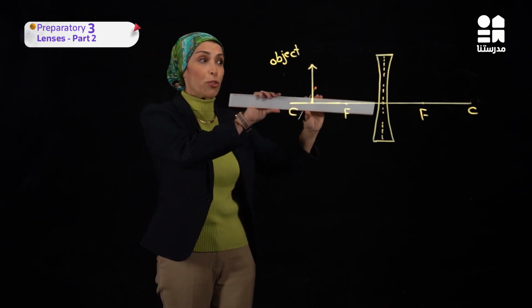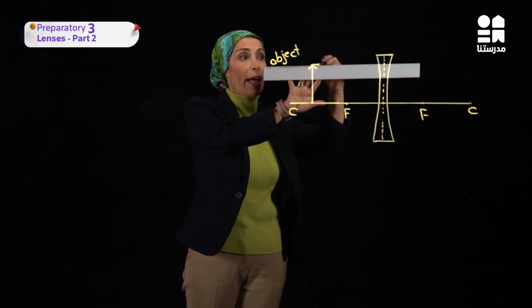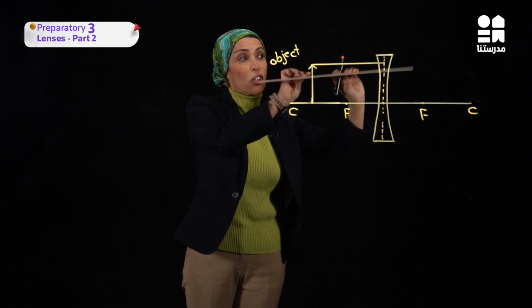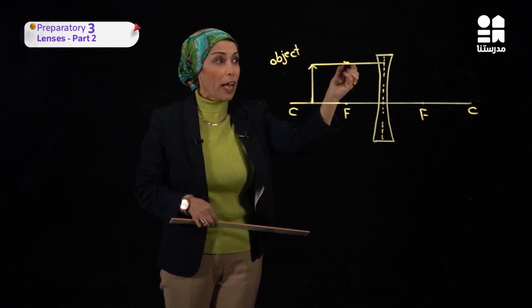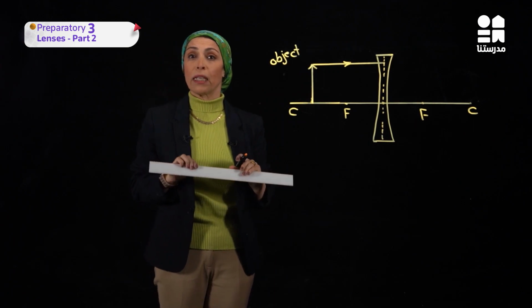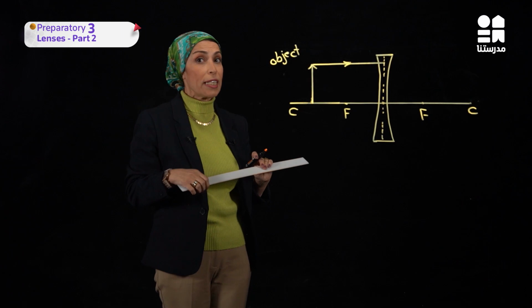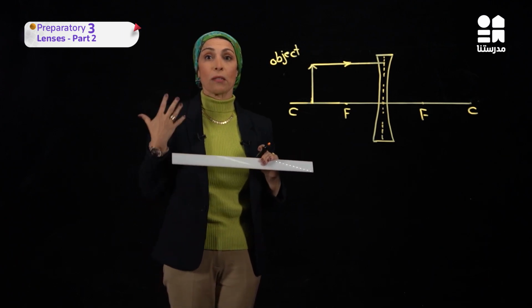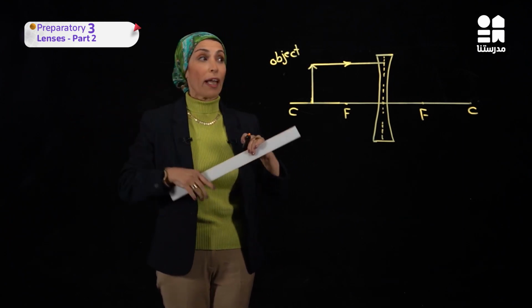From the top of the object, start to draw a ray parallel to the principal axis. As I explained before, you have to reach the middle of the lens. Then start to put the arrow for the incident light ray. So what happens to the light ray here? It will refract. Type refraction here. How? Diverging or converging? Diverging. Let's memorize what's meant by diverging. Diverging means separating or scattering away.